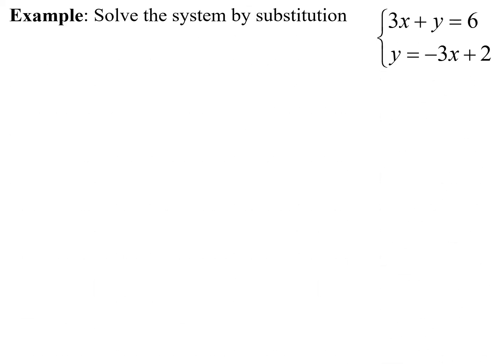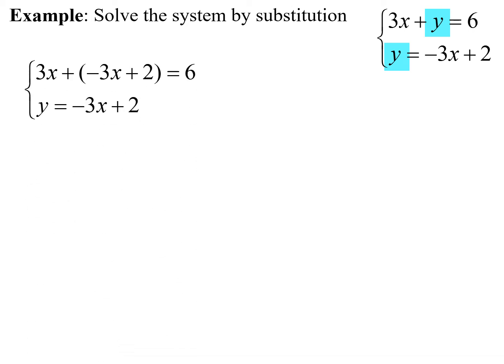All right, next we're solving the system with substitution. I have 3x plus y equals 6 and y equals negative 3x plus 2. So I have y equals for my second equation. That means we're going to change the order from what we've seen before. I'm going to take the value for what y equals in the second equation, negative 3x plus 2, and substitute it in the place of y in the first equation. So my first equation becomes 3x plus negative 3x plus 2 equals 6.